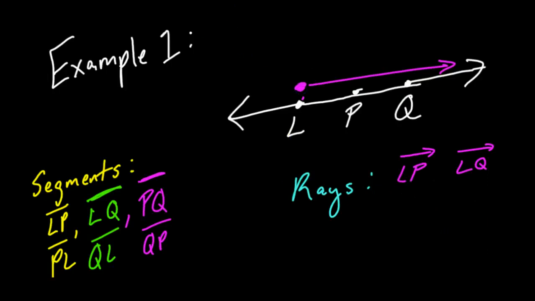Alright, so let's clean those up a little bit. We could also start at P and go to the right. That would be ray PQ, where we start with P and we extend to Q forever.